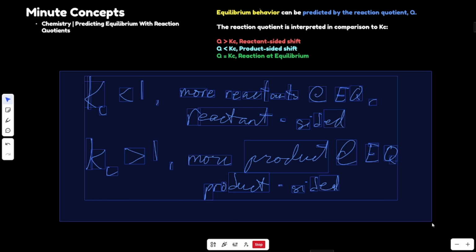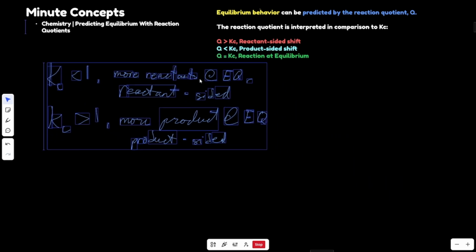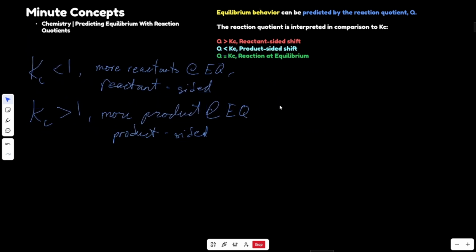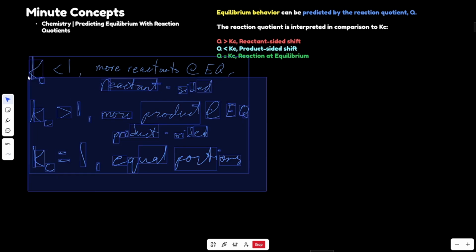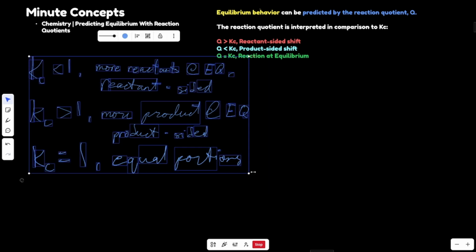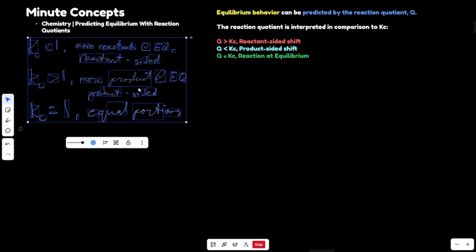Alright, so now enough with this recall. We also have when K is equal to 1. When Kc is equal to 1, sorry, let's recall this one too, there are equal portions. There. So let's just put this here on the side. And now let's understand what Q is.